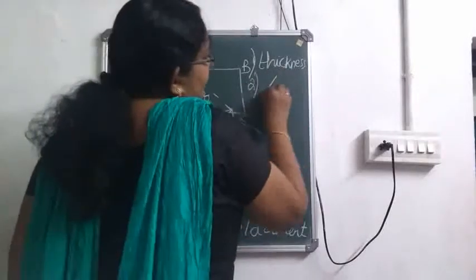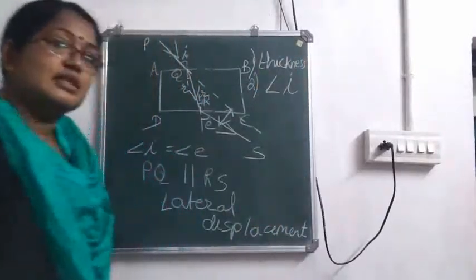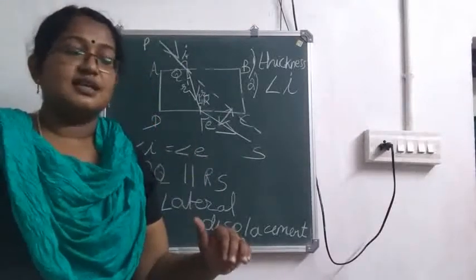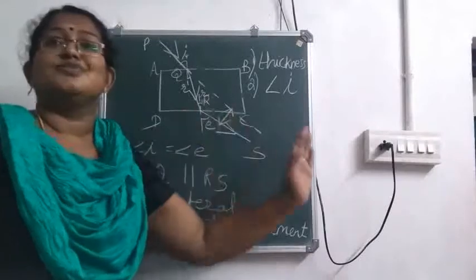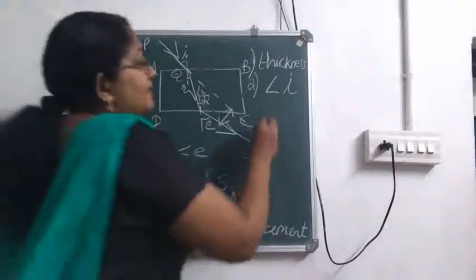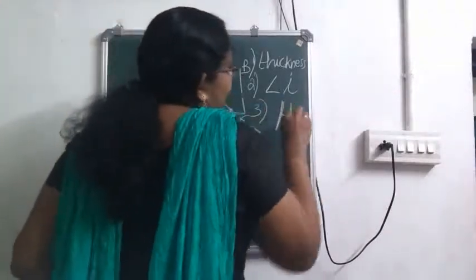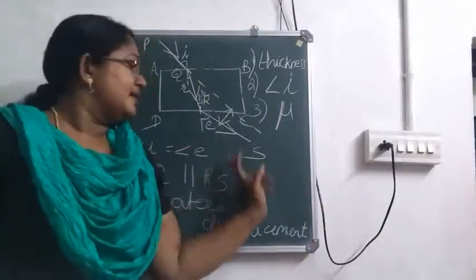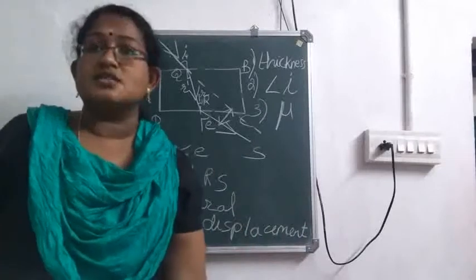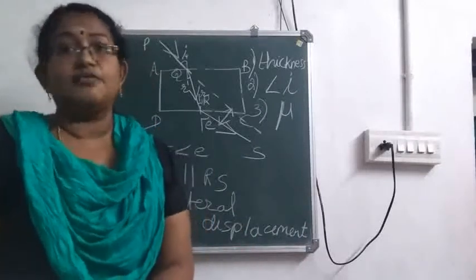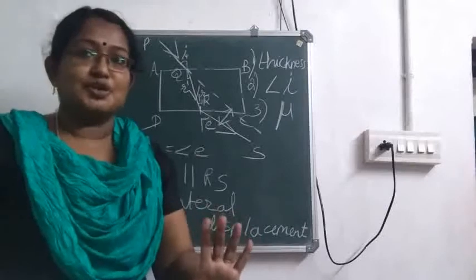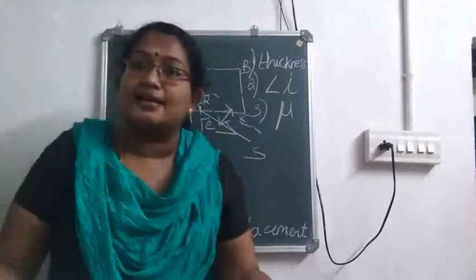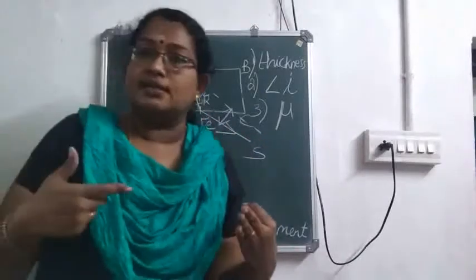Now, the second one is angle of incidence. It's also directly proportional. That is, if the angle of incidence increases, lateral displacement increases. And the third one is the refractive index. Lateral displacement increases with the increase in refractive index. So, it's very easy to remember. Lateral displacement depends on three factors and it is directly proportional to all the three factors.